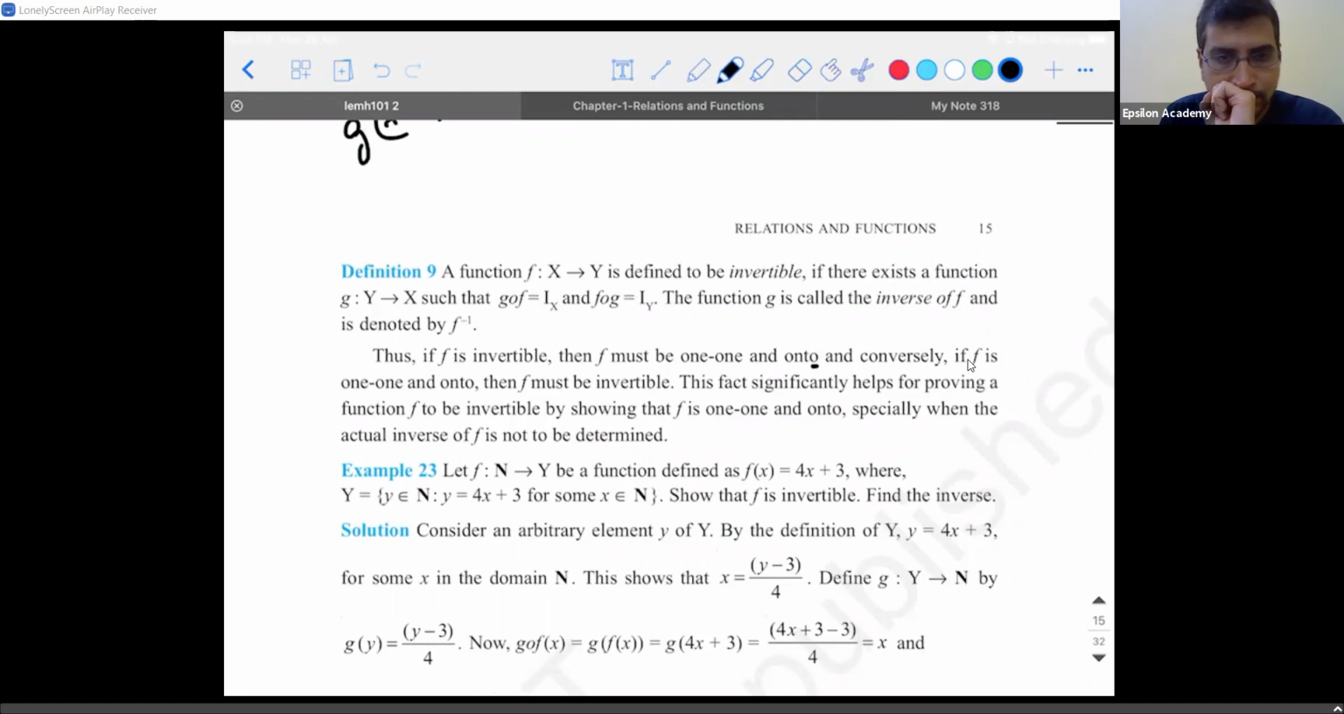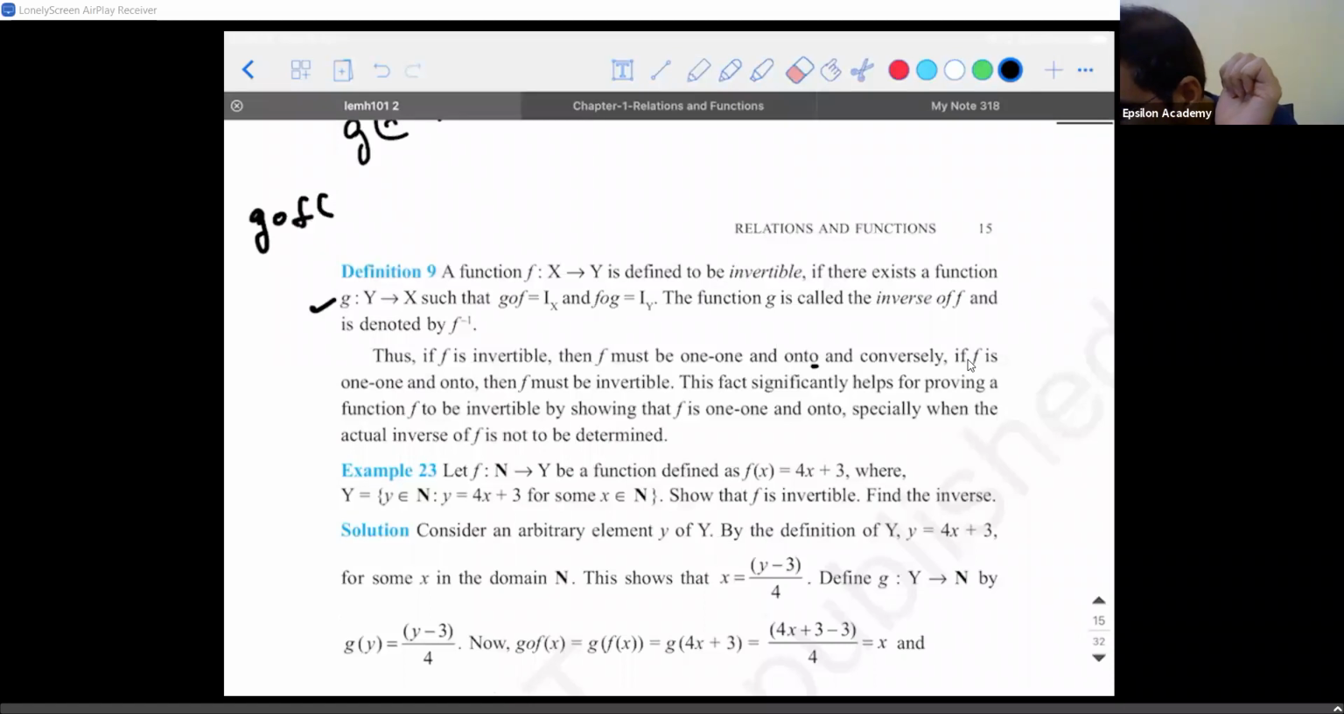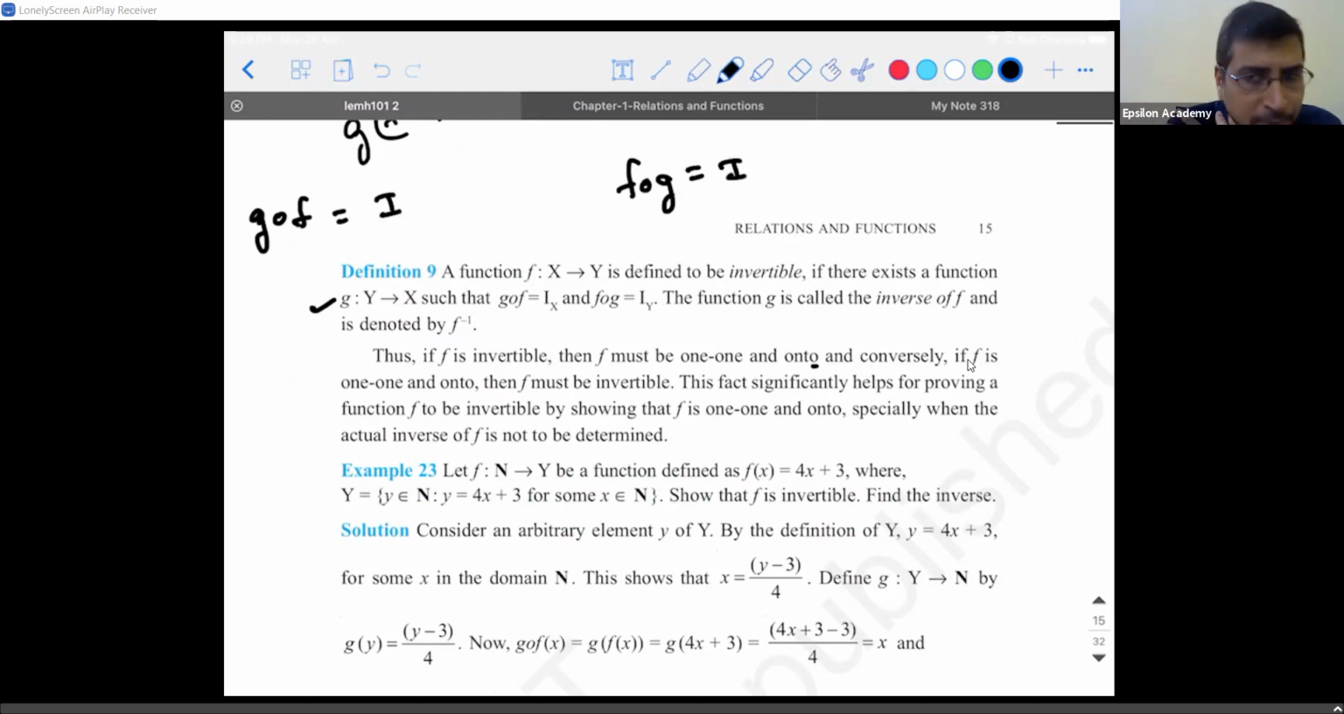Correct? So for me to define inverse, how many functions will I have? I will have a function f defined from X to Y. I can speak about the inverse of the function f from X to Y if I have a function g mapped from Y to X, such that, if I do a composition operation g circle f and a composition operation f circle g, both should give me an output of identity function. I hope this step is clear, right?